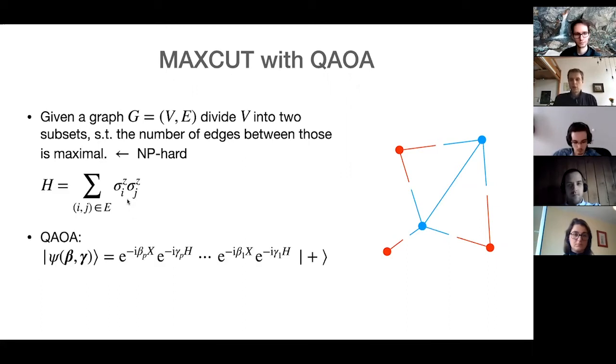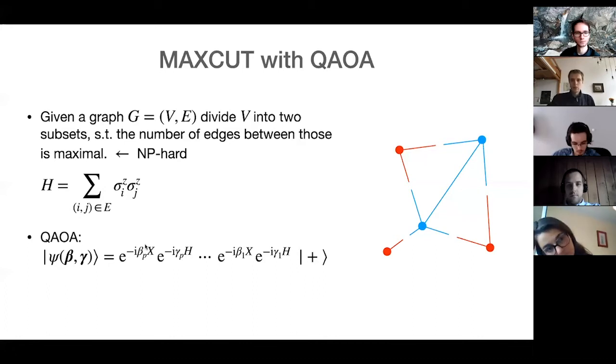So what's the Hamiltonian? It's simply an anti-ferromagnet. So you penalize all edges that connect two qubits which point in the same direction. And here the graph that your antiferromagnet sits on is exactly the graph of your max cut problem.